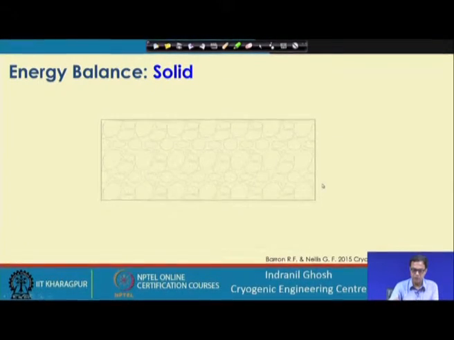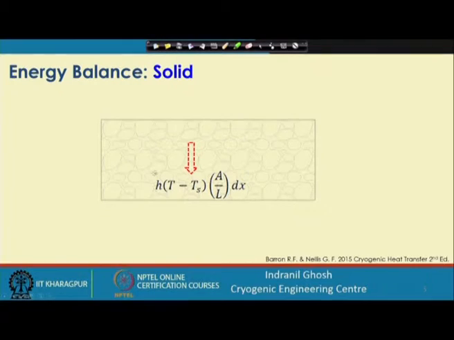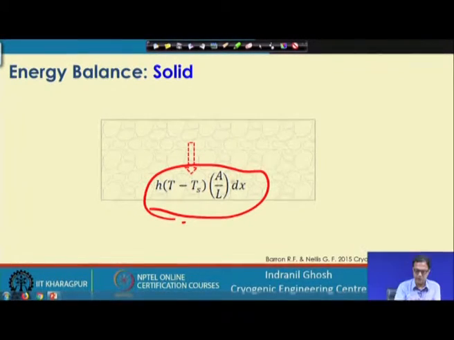Now, if we go to the solid part, we find that the solid is receiving some amount of heat from the hot fluid, and that is given by this amount. So, this is basically h (T minus Ts) A by L into dx. That is what we have learned, that this fluid stream is giving this amount of heat to the solid. When the solid is receiving some amount of heat, what happens to the solid temperature? Its temperature is going to rise.